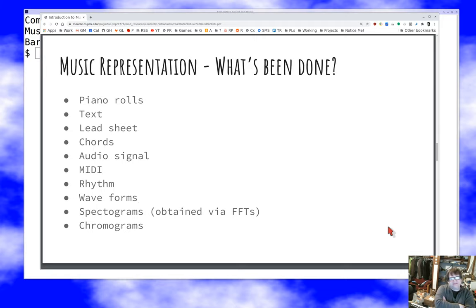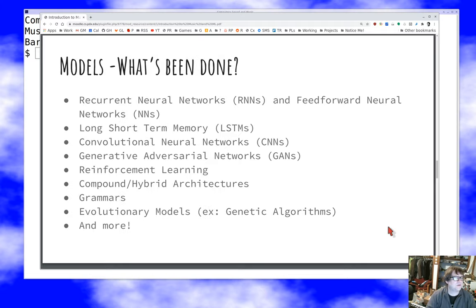And like this list says, there's a lot of possible representations. Piano rolls are a thing. The modern equivalent of piano rolls is what's called a piano roll diagram in a sequencer. We certainly have textual representations. We've talked about lead sheets, chords. We've worked with audio signals, MIDI. We might have some kind of rhythmic information or waveforms. There's just a lot of stuff that we can use to feed this thing.